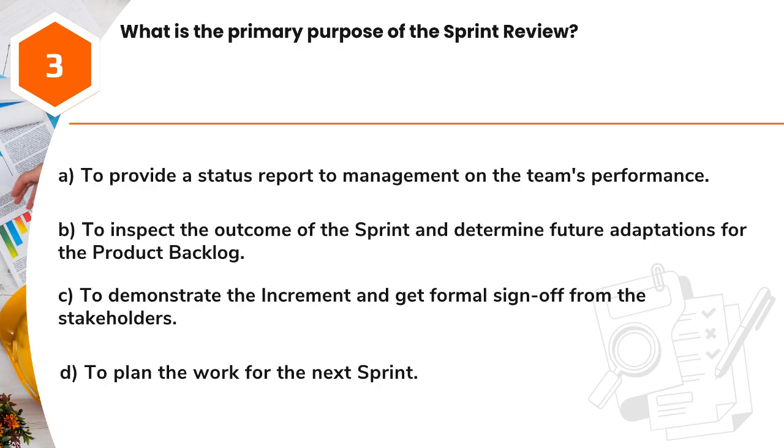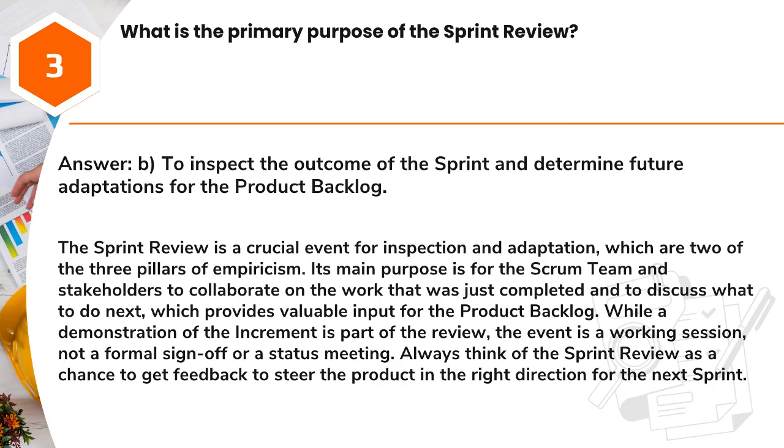Question 3. What is the primary purpose of the sprint review? A. To provide a status report to management on the team's performance. B. To inspect the outcome of the sprint and determine future adaptations for the product backlog. C. To demonstrate the increment and get formal sign-off from the stakeholders. D. To plan the work for the next sprint. Answer: B. To inspect the outcome of the sprint and determine future adaptations for the product backlog.